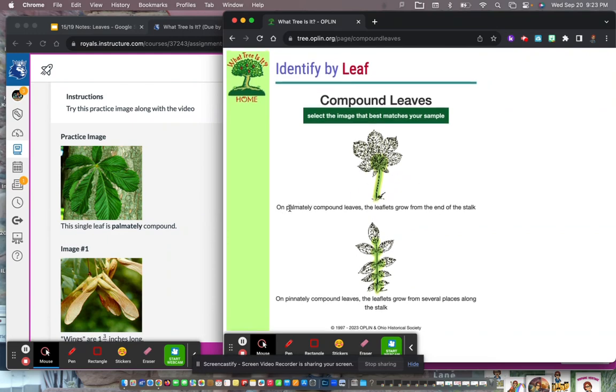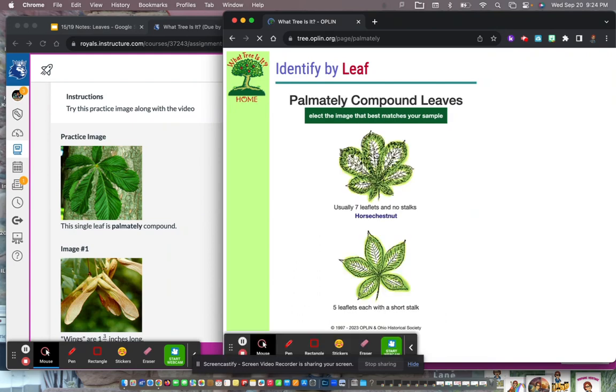So it says palmately compound leaves. It tells us over on the quiz, it says it is palmately compound. We could look at this one too. It says it's pinnately compound. Which image does it look more like? I'd say it looks more like this one. So let's click on it.